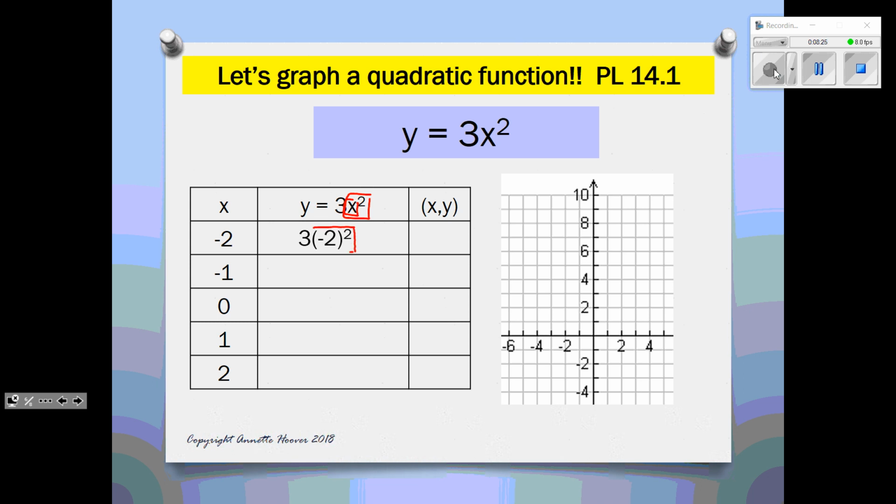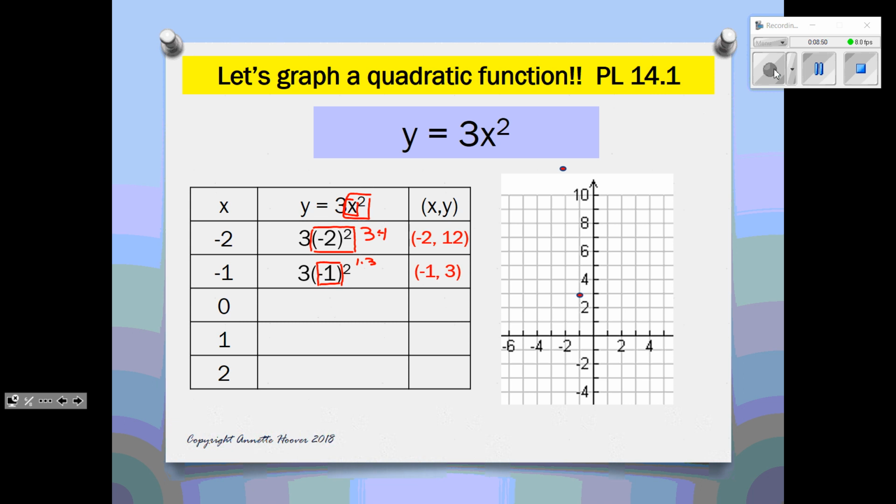Do the exponent first. -2 times -2 is a +4. So we have 3 times 4, which is 12. So our ordered pair is -2, 12. If we plug in -1, -1 squared is 1. 1 times 3 is 3. So we have -1, 3.